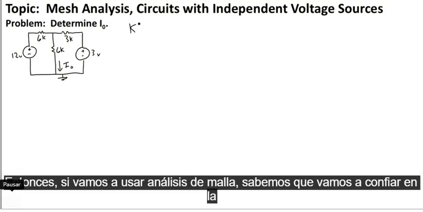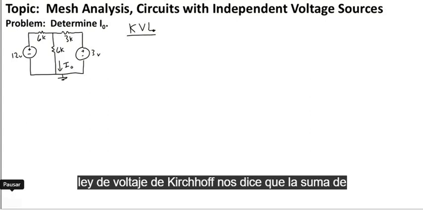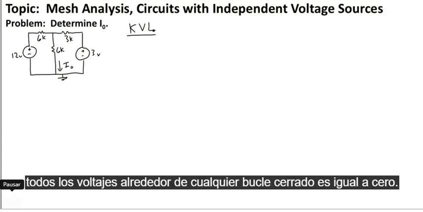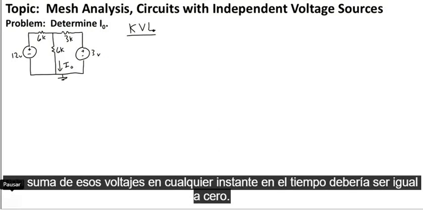If we're going to use mesh analysis, we know that we're going to rely on Kirchhoff's voltage law to solve this problem. Kirchhoff's voltage law tells us that the sum of all the voltages around any closed loop is equal to 0. So if we sum up the voltages around the loops that we identify in the circuit, the sum of those voltages at any instant in time should be equal to 0.